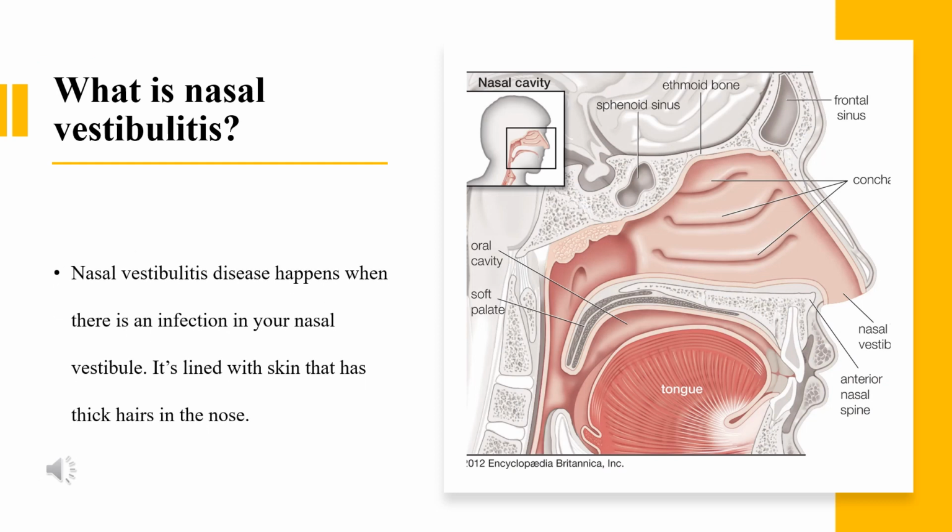What is nasal vestibulitis? The nasal vestibule is located just inside your nostril or nose opening. Here is its exact position. Nasal vestibulitis disease happens when there is an infection in your nasal vestibule. It's lined with skin that has thick hairs in the nose. The hairs help to stop dust, dirt, and other particles from entering your lungs.